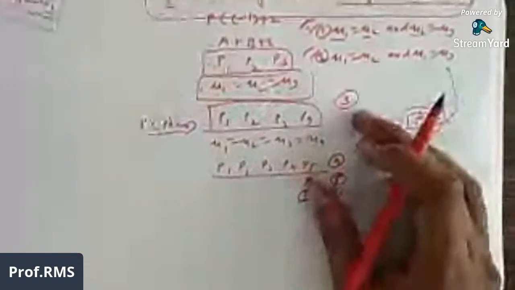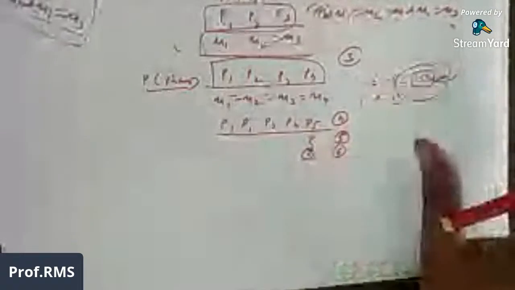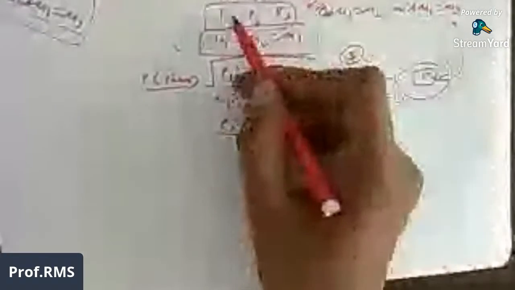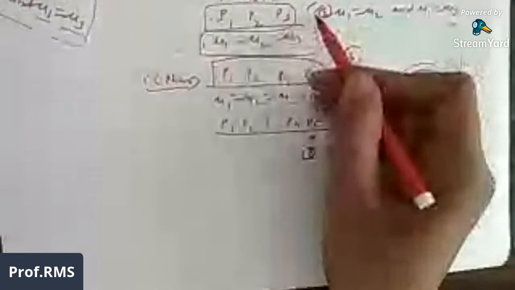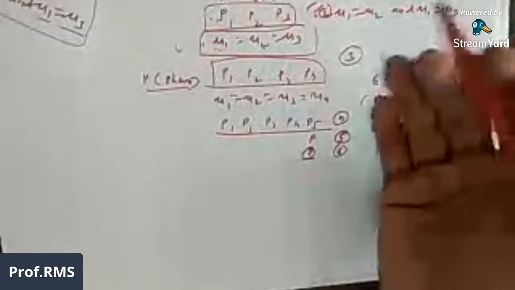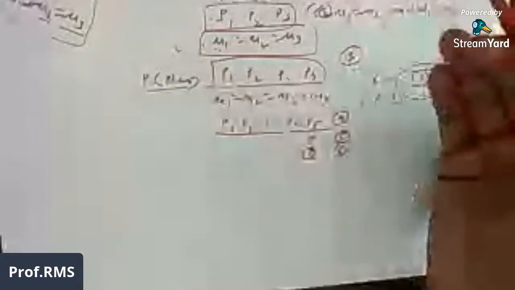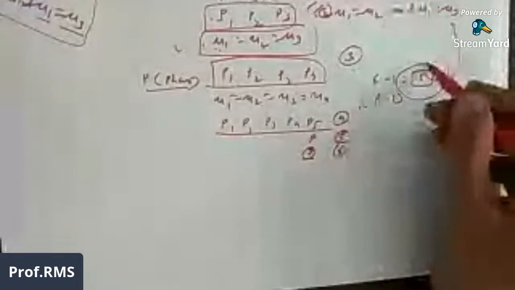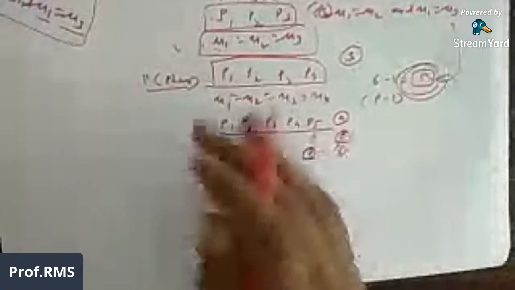Hope you get the concept here. The concept is only: if we have three phases, we get two equations. If we have four phases, we get three equations. If we have five phases, we will get four equations. If we have six phases, we will get five equations.